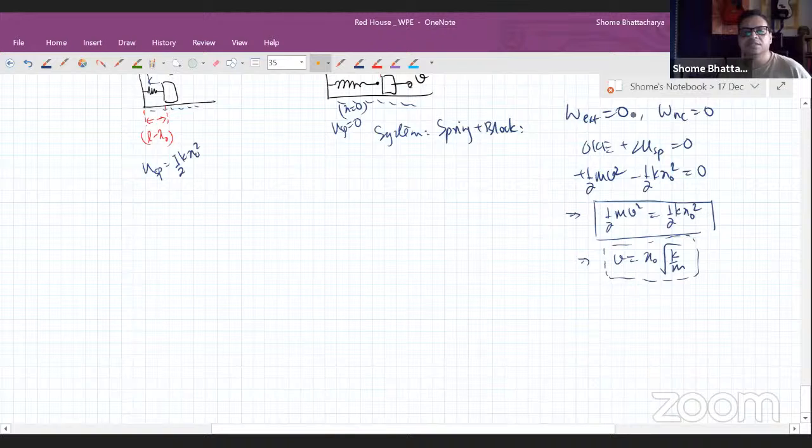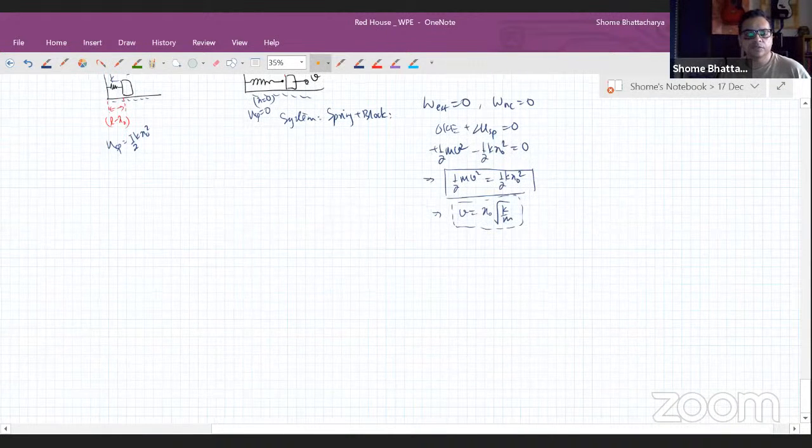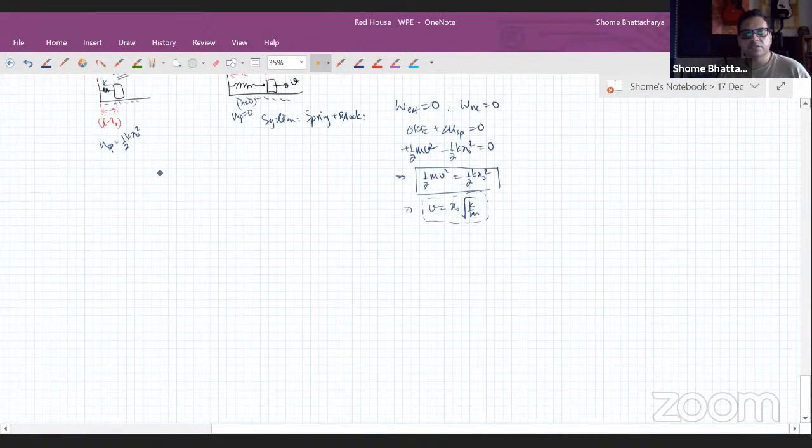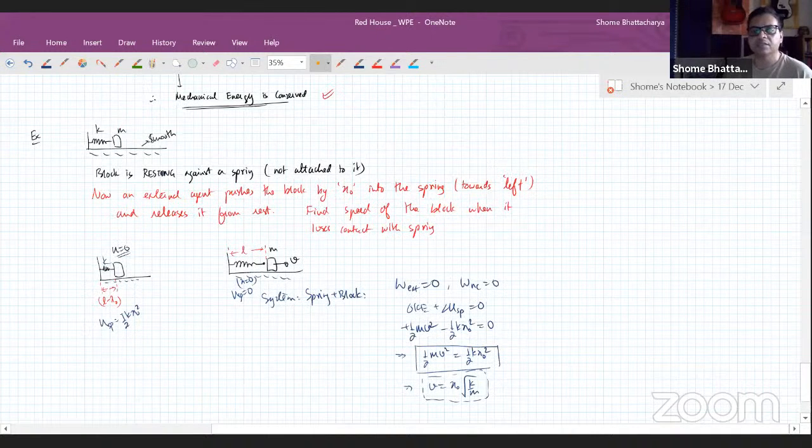Okay. So it's directly proportional to the initial amount of compression that we've given the block. So this is a very simple example of the conservation of mechanical energy of a spring mass system, because it's on a smooth surface and there's no external force doing any work. This is unlike the previous question where the external agent was continuously applying a force. So there was work done by F.